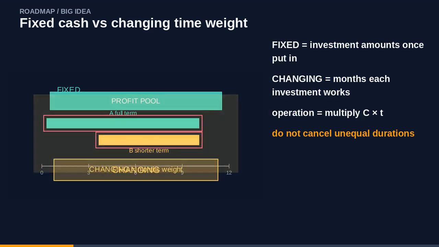What changes is the months each investment works. Cash put in stays fixed once invested. Separate fixed from changing before you touch a number. That distinction decides the operation: multiply. Do not cancel unequal durations away.